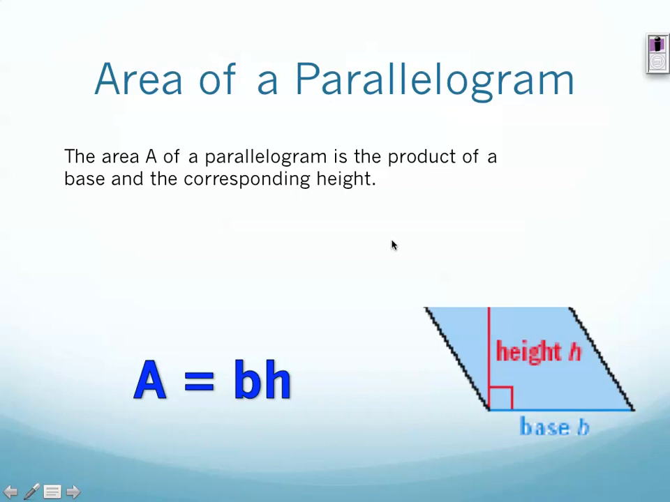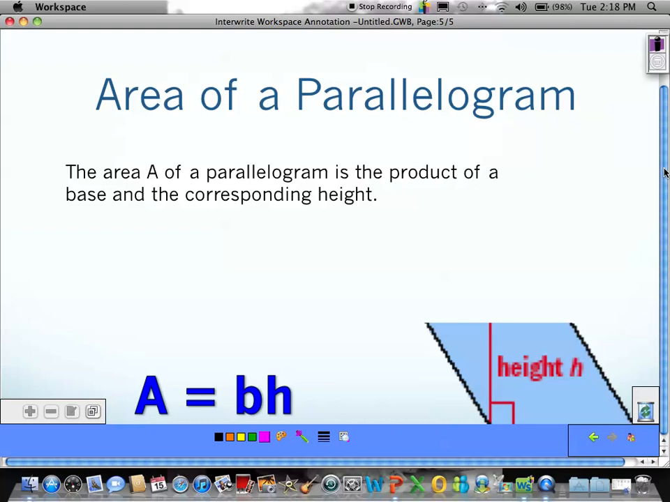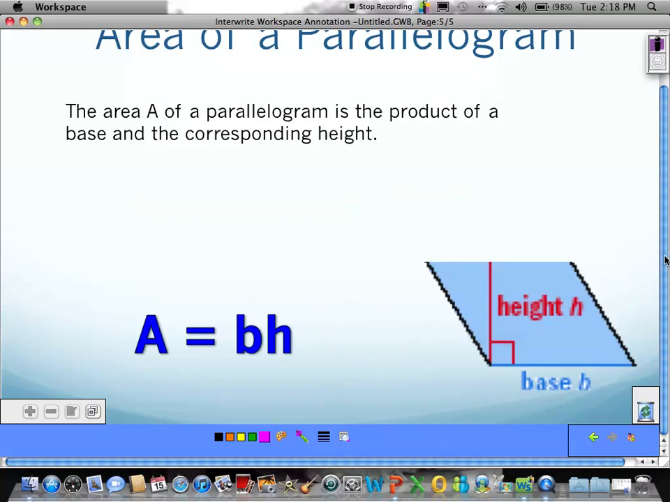All right, this is our formula for area of a parallelogram. It says the area, which is represented by a capital A, of a parallelogram is the product of a base and the corresponding height. So in your notes, you need to go ahead and highlight this formula right here. Area equals base times height, where the base is represented by little b, and the height is represented by a lowercase h.